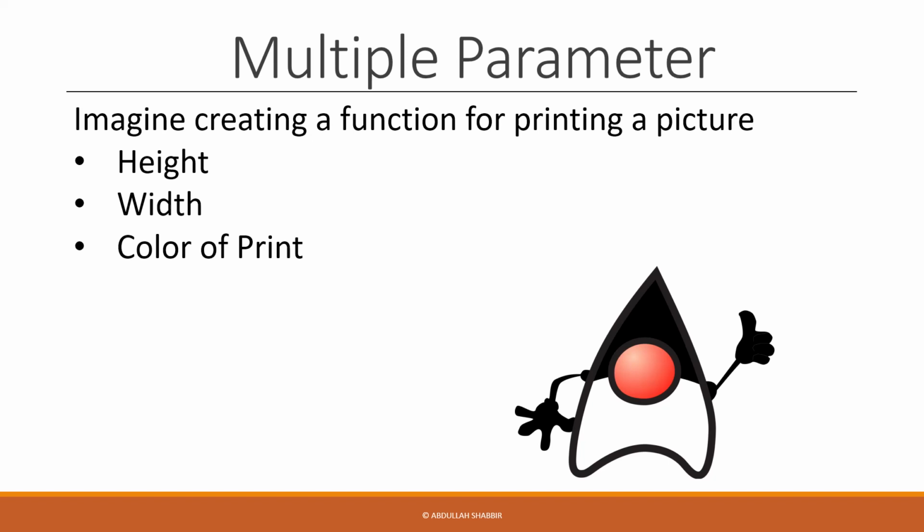It will take in a height and a width in centimeters for a photo like this picture of Duke, who is the Java mascot. We also want our function to have a parameter for a Boolean color. Color should be true for color prints and false for black and white ones. Then we want our function to print out a description of this print.